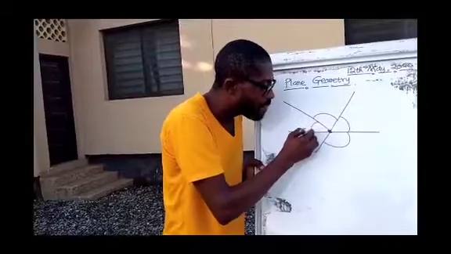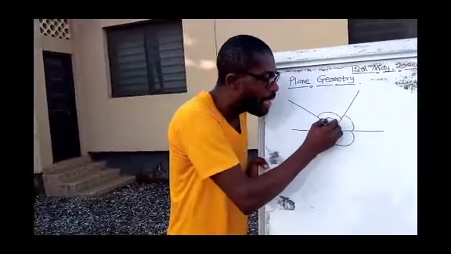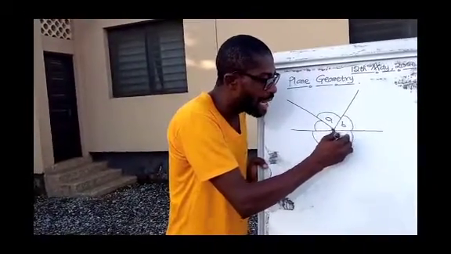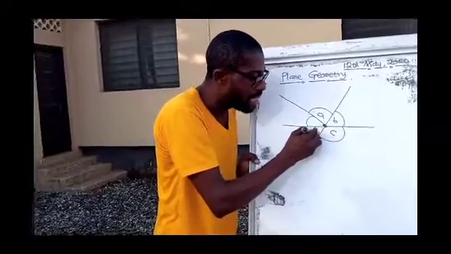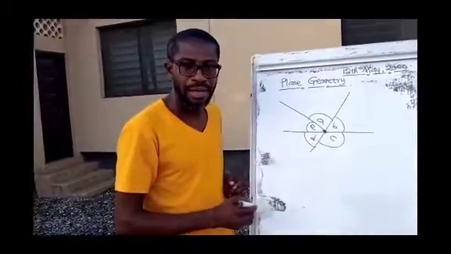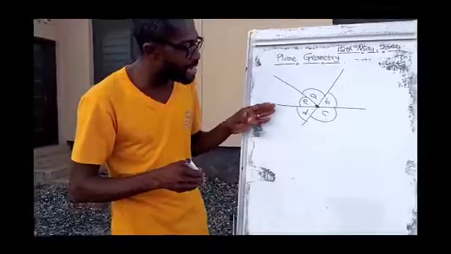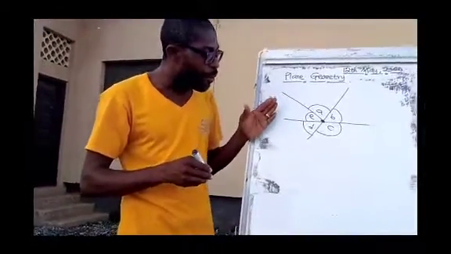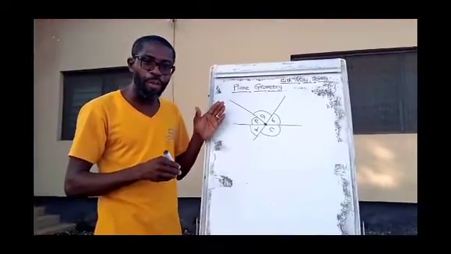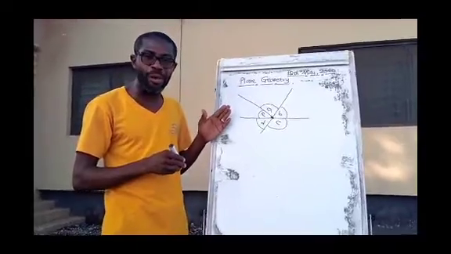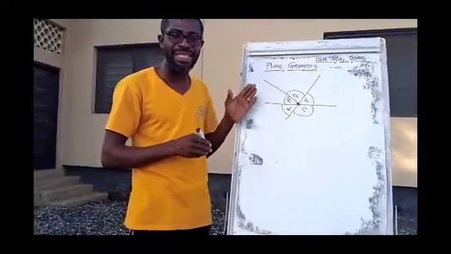So we can have something like angle A, angle B, angle C, angle D, angle E. Then of course we'll say that angles are formed when two or more lines meet or appear to meet at a point.